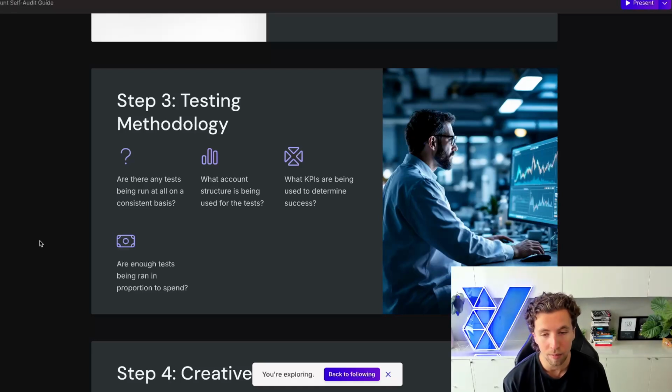Is it the best testing framework? Sometimes it is, sometimes it isn't. But any business doing sub $25K a month, normally this is the reason why, or they don't have product market fit. They're really like the two big ones. And so are there tests being run at all on a consistent basis? Now, our recommended structure there is using an ABO with tests running at the ad set level with a maximum of 3 to 5 ads within each ad set. But what account structure is being used for the tests? Another really important one. And so this is where you can build your own methodology around how you best believe tests should be introduced into a Meta ad account.